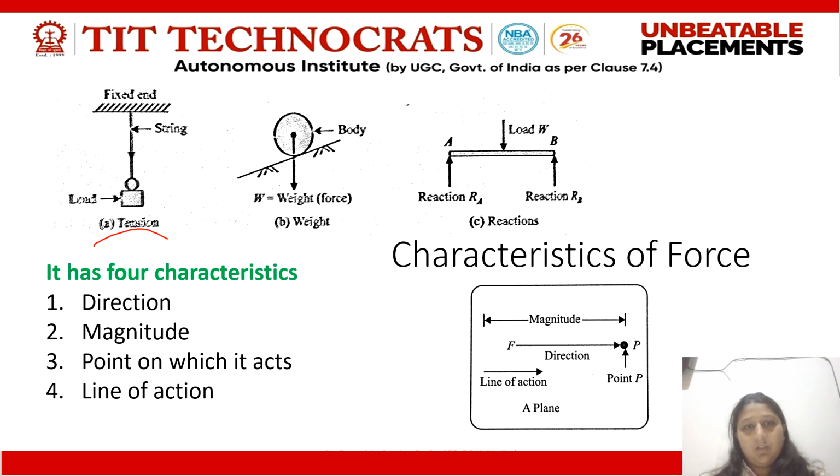Here I'm giving you the symbol for weight. A body is moving on an inclined surface, so its load would be directly or indirectly coming on the ground. So how it would be passing towards the center, this is the weight force, and these are the reactions. In this particular way, we are going to mention the different forces applying on a body. So as I've said, direction, magnitude, point on which the force acts, and the line of action. These are the four characteristics of force.